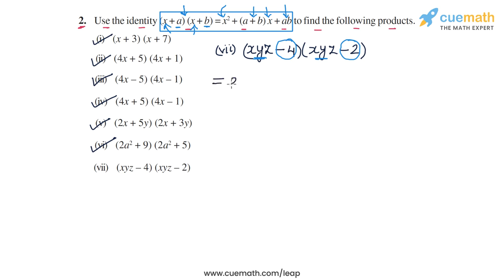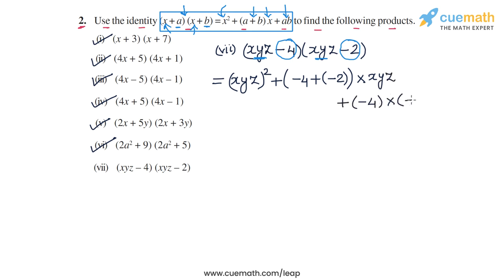So we take the square of the common term, so the common term is xyz, so we get xyz whole square. Then we add the non-common terms, so we add minus 4 and minus 2, we add these two terms and multiply this sum with the common term xyz, and finally we also multiply the non-common terms, so minus 4 into minus 2. Alright, now xyz whole square will be x square y square z square, that's the first term.